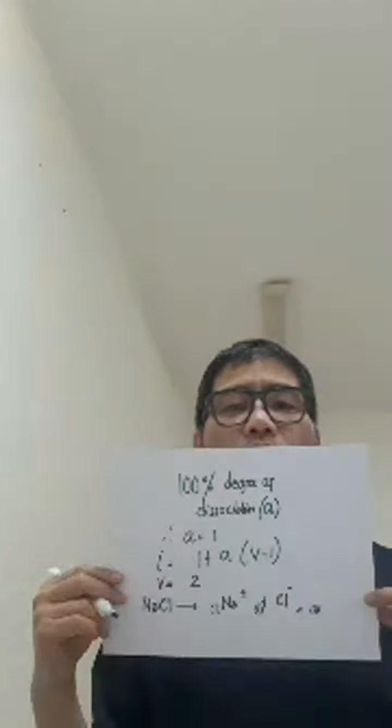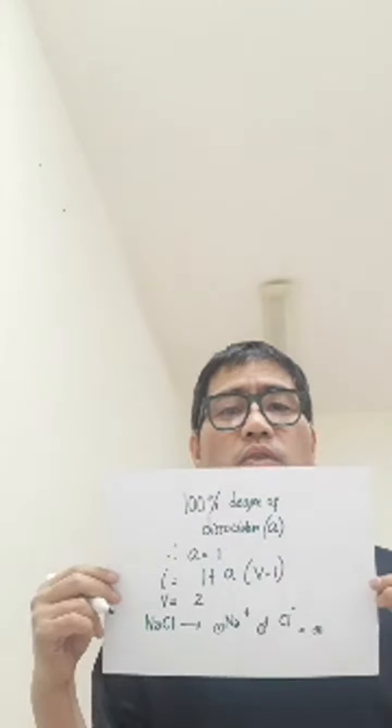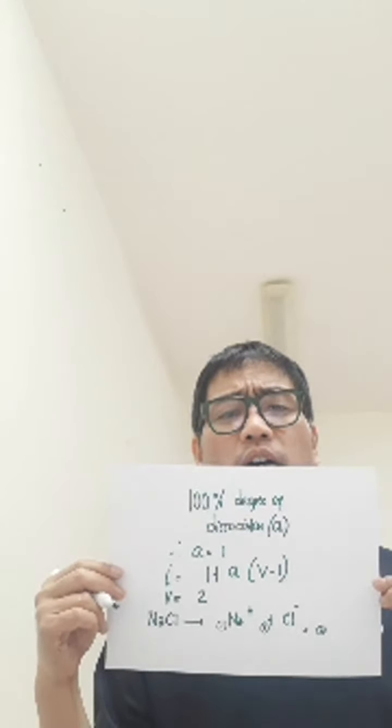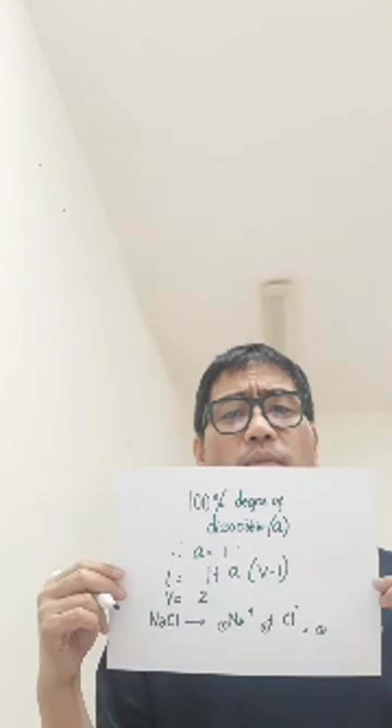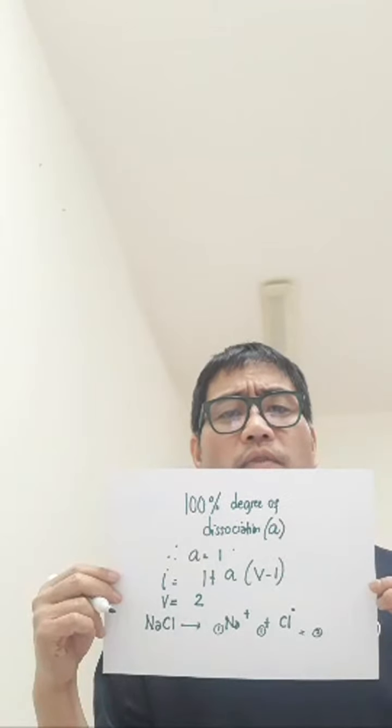Why? Because sodium chloride dissociates into sodium positive plus chloride negative. So we have here 1 plus 1 equals 2. So our v, the total number of ions, is equal to 1 from sodium and 1 from chlorine. So our total number of ions is 2.